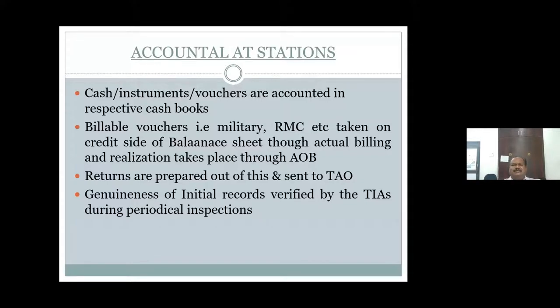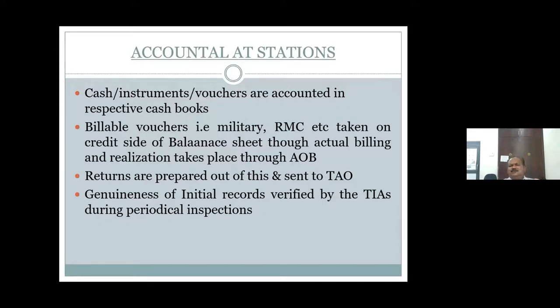railway material consignment, are taken on the credit side of the balance sheet through actual billing. So that's being expansions also that can be used. What is RMC? What is EOB? That can also be asked. So the voucher is enclosed along with the remittance note and sent to the traffic accounts office. Returns are prepared out of this by the station staff, whoever are there. They will prepare the respective returns and send them to the traffic accounts office.